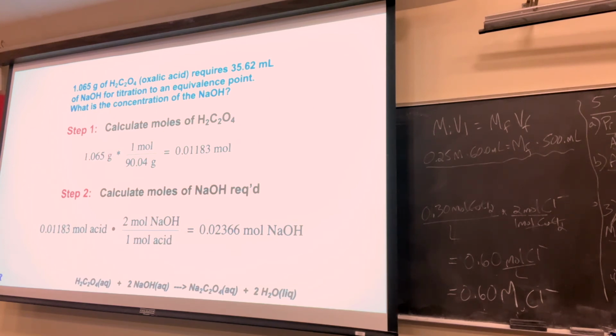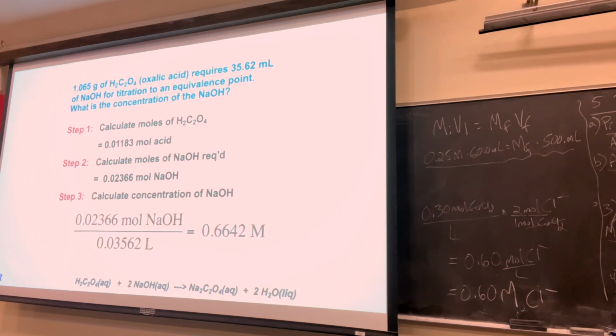Okay, so grams to moles, moles of acid to moles of sodium hydroxide. The last step, moles of sodium hydroxide divided by the liters of sodium hydroxide used. And this number comes from 35.62. 35.62 divided by 1,000, 0.03562, moles over liters gives you the molarity, 0.6642 moles per liter. So our concentration of NaOH, 0.6642.